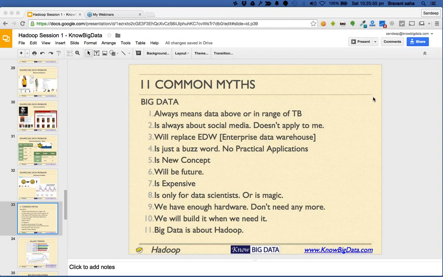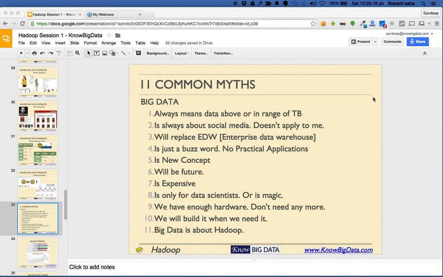Point number 8: is it only for data scientists, and is it magic? No, it's not only for data scientists. Although data scientists are working on it, most of the algorithms they write, they make publicly available. And interestingly, as of today, you have these sophisticated algorithms available immediately to everyone.